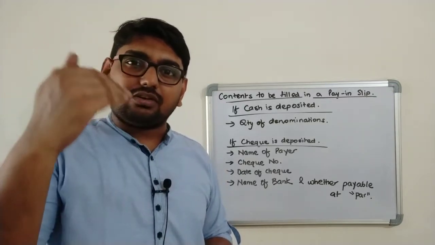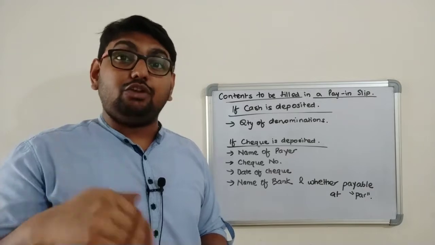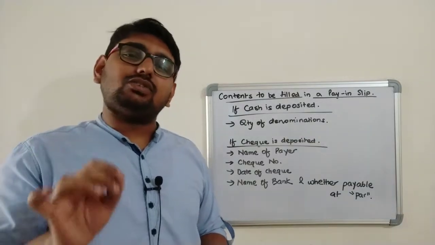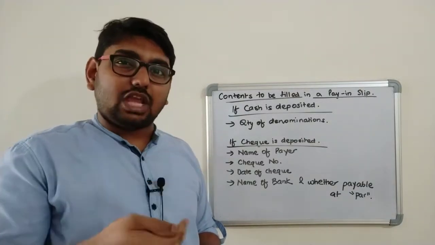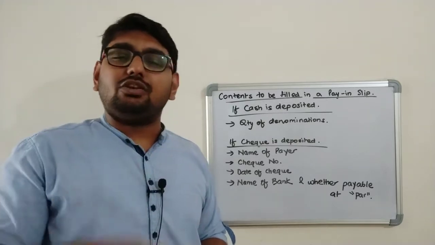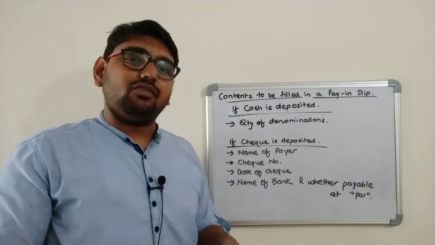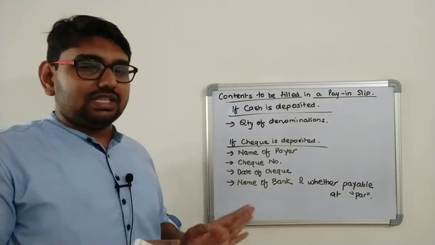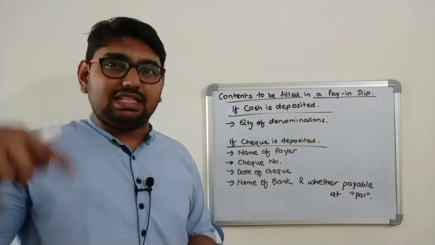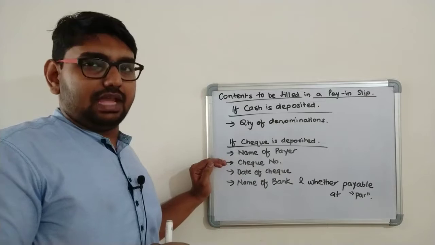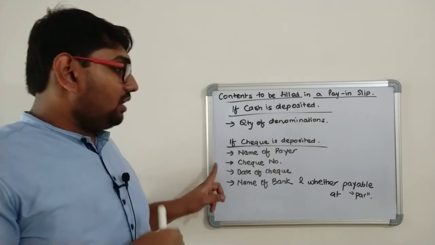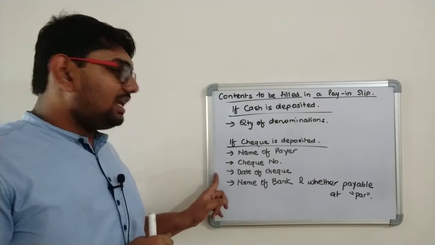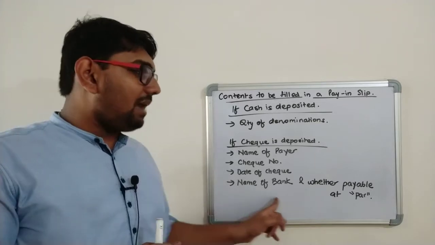I have to give the quantities one by one into my pay-in slip. This is done so that the bank can precisely check the amount and deposit it into your bank account. However, if you are depositing the check, then obviously the check is given to you by someone else. So I am going to write the name of the payer, that is who has given you the check, what is the check number, what is the date of the check, and what is the name of the bank.